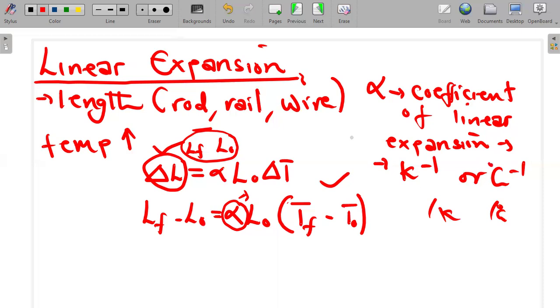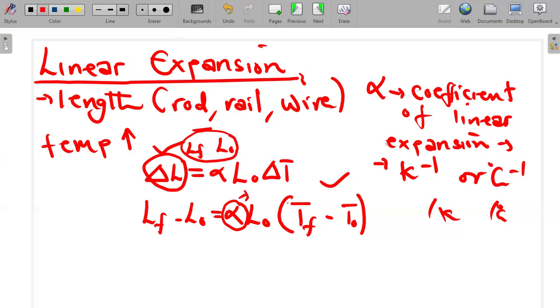So the coefficient of linear expansion just gives us how much a particular material, because it's different in each and every material, is going to increase per unit length per temperature rise. That's why we're giving it its unit of measurement as per Kelvin or per degree Celsius. That's the coefficient of linear expansion.